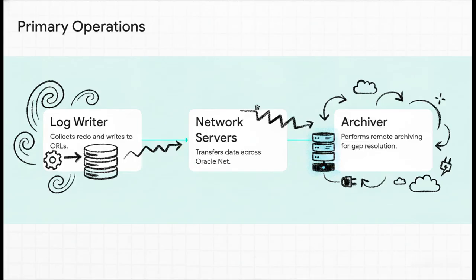Then, in Step 2, the network servers step up. Depending on your setup, these processes, known as LNS, NSS, or NSA, read that data stream either from the redo buffer or the ORLs and securely transfer it across Oracle Net. Finally, we have Step 3 with the archiver process, ARCn. Now, you probably know ARCn for local archiving, but here it performs vital remote archiving, which is absolutely crucial for resolving synchronization gaps if your network ever drops.